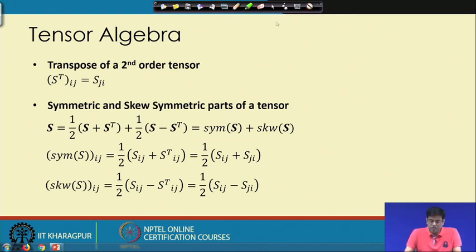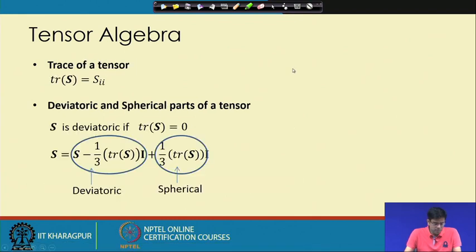Now we can have an example. Before that, there is the trace of a tensor. The trace of a tensor, as we have seen, is the summation of all diagonal components of the matrix, the second order tensor S. So, trace of S is S ii in indicial notation.